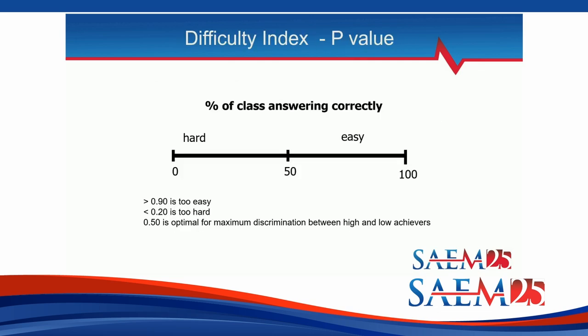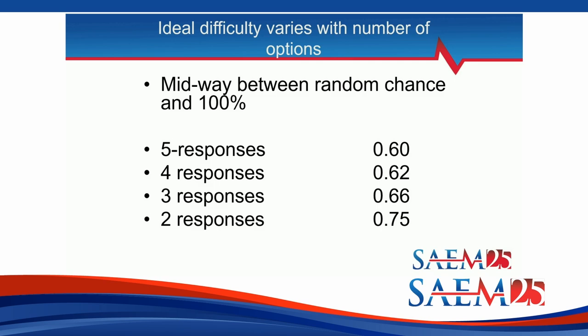All right, so the difficulty index, this is pretty straightforward. Who got it right? If more than 90% of your test takers are getting the question right, it's probably too easy. If less than 20% of test takers are getting it right, it's probably too hard. Ideally, you want this somewhere in the 0.5 range, but we will accept anywhere from about 0.3 to about 0.9. Once you get over 0.9, we start asking, is it really even worth having this question on the test because everybody's getting it right?